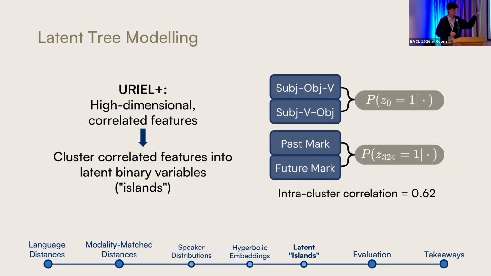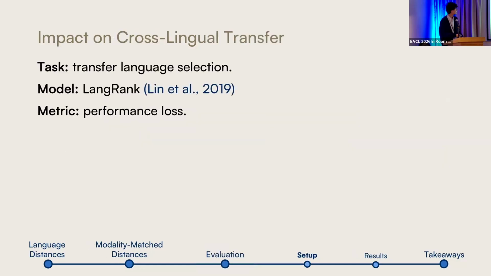And we do that with a latent tree modeling method where we use a greedy algorithm and an information criterion to determine the best way to group our features. And the intra-island correlation is 0.6, which is really surprisingly high given the amount of noise that is in URIEL+, and this demonstrates that we are actually producing some meaningful clusters here.